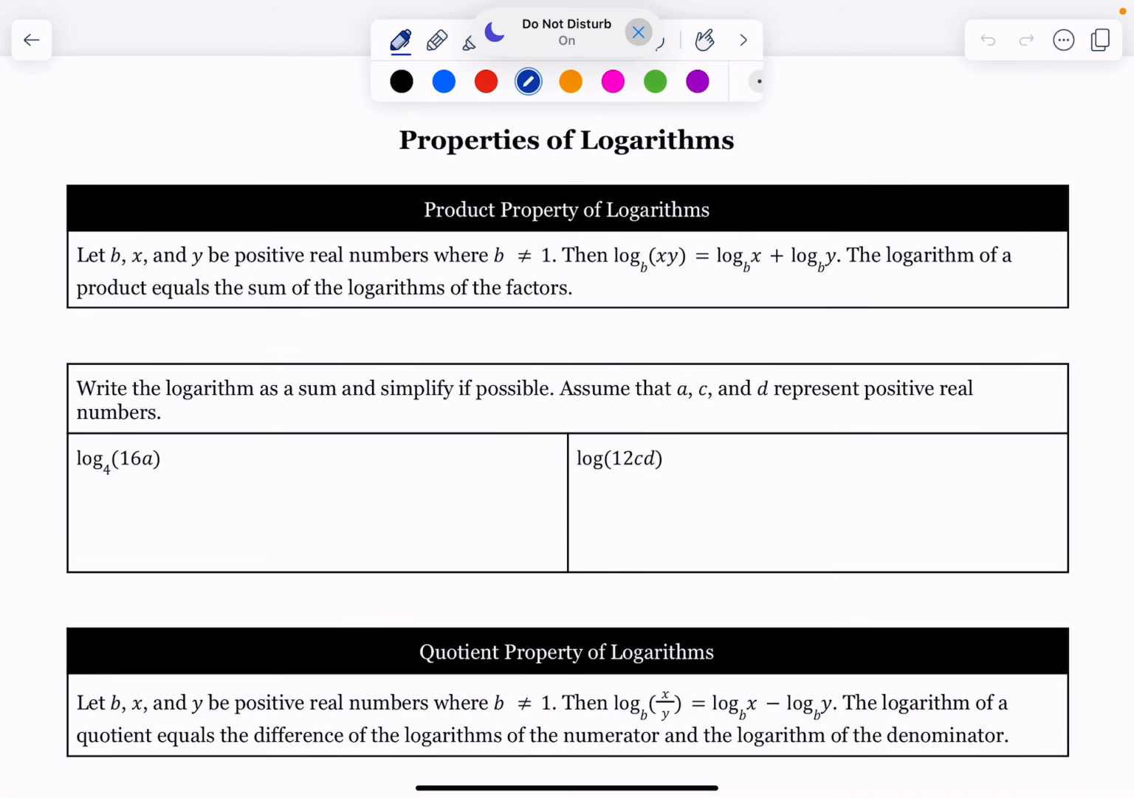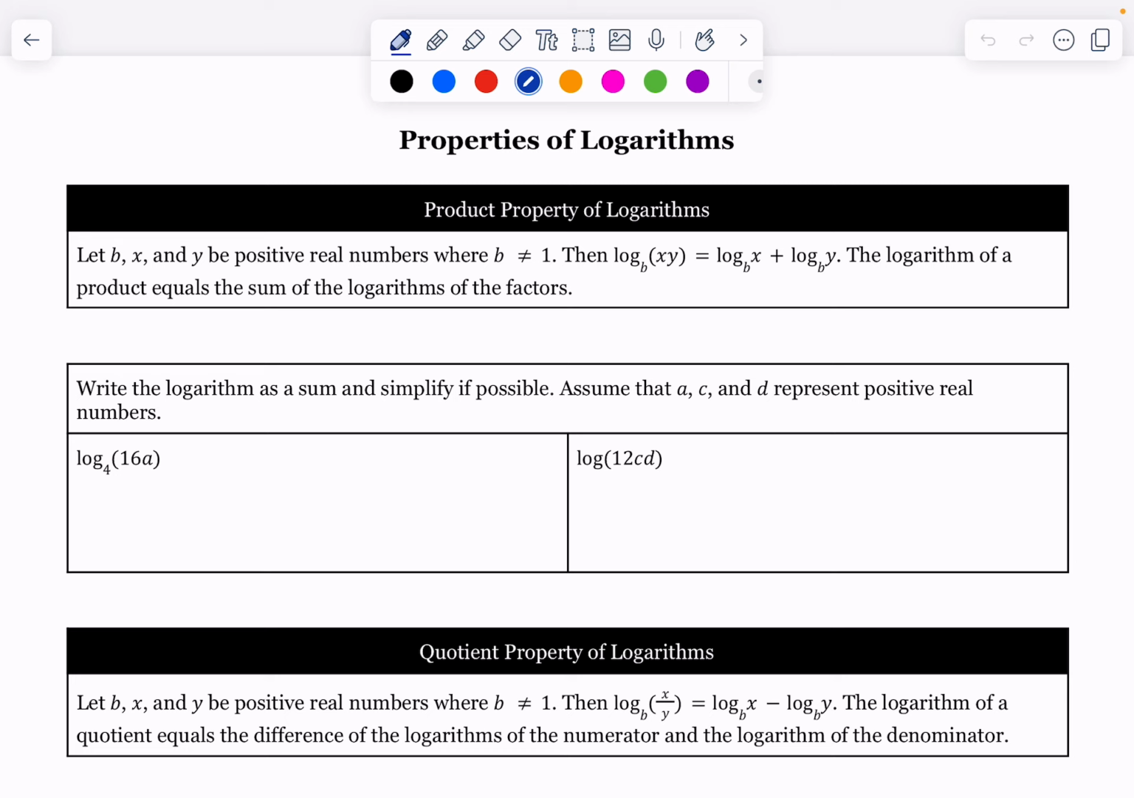This video is over section 9.4 over properties of logarithms. So the first property that we want to talk about is the product property of logarithms. It says let b, x, and y be positive real numbers where b is not equal to 1. Then log base b of xy equals log base b of x plus log base b of y.